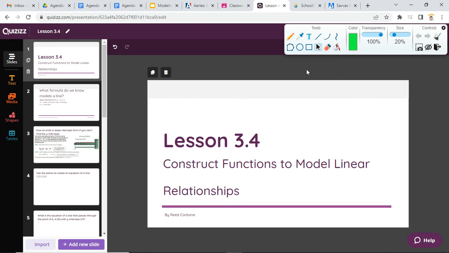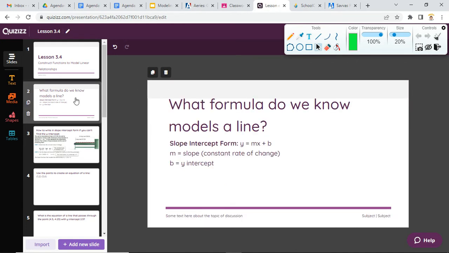Hello class, today we're going to be going over lesson 3.4, and that's how to construct functions to model linear relationships. So let's start with a formula we know models a line.